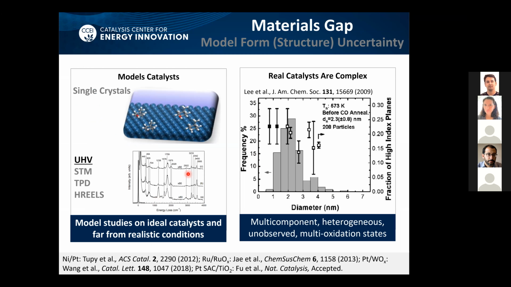So to amplify the materials gap, this is a single crystal. I mentioned earlier, I could do some chemistry in ultra-high vacuum. I could do spectroscopy in the lab, and I could do calculations and compare, and hopefully I can get a very good agreement. Typically, the agreement actually is quite good. But the real catalysts are complex. There is a distribution of sizes. That's actually known for decades. We know that from microscopy.